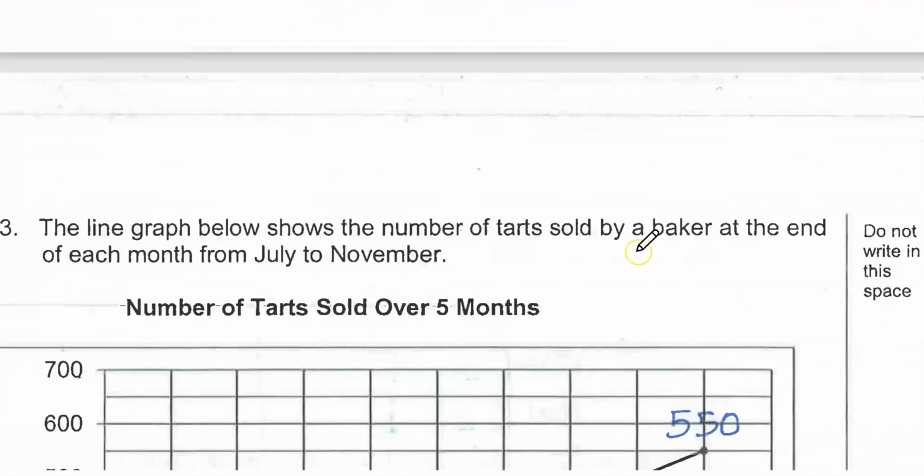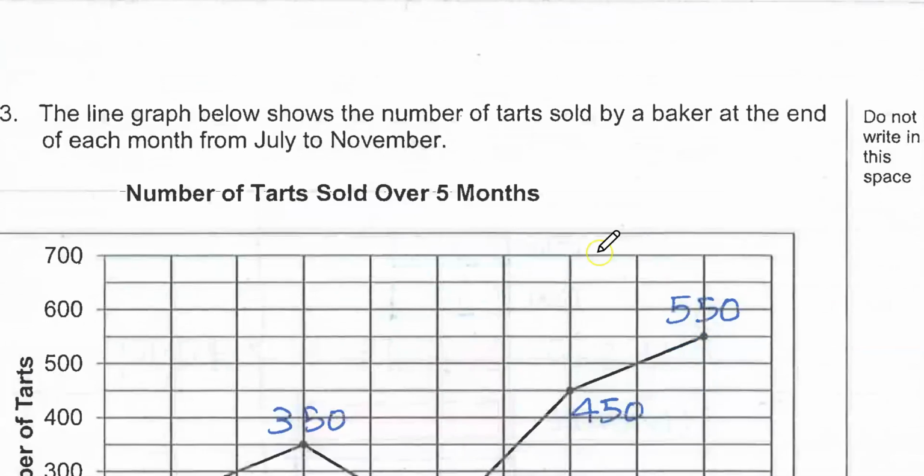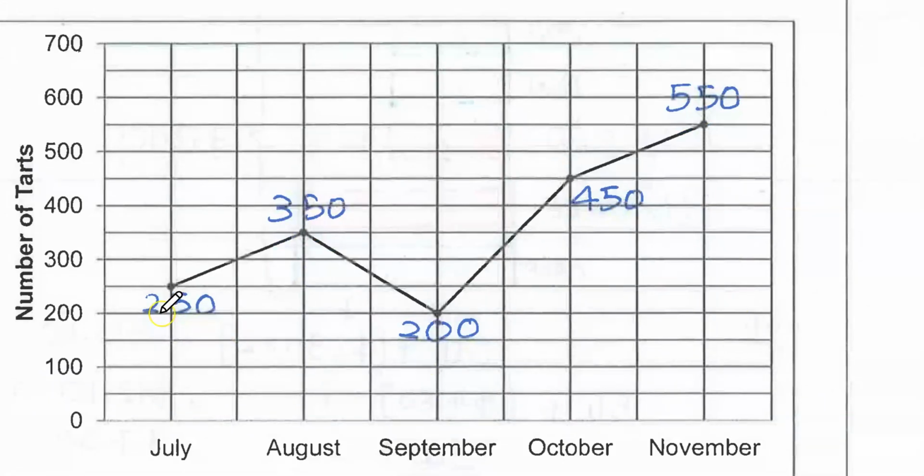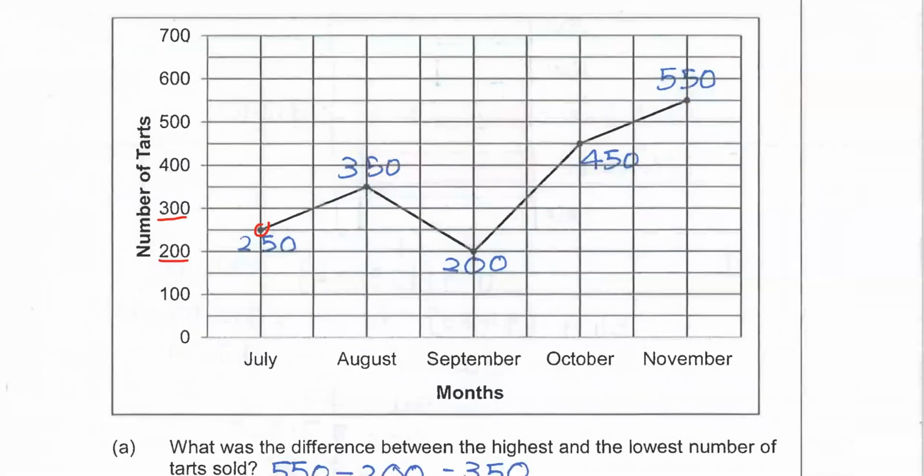Let's go on. Now this is the graph. Line graph below shows the number of tarts sold by the baker at the end of each month. What is important now is to label them between 300 and 200. This is 250, this is 350, 450, and 550. You must be accurate with this labeling. Let's make it slightly smaller.